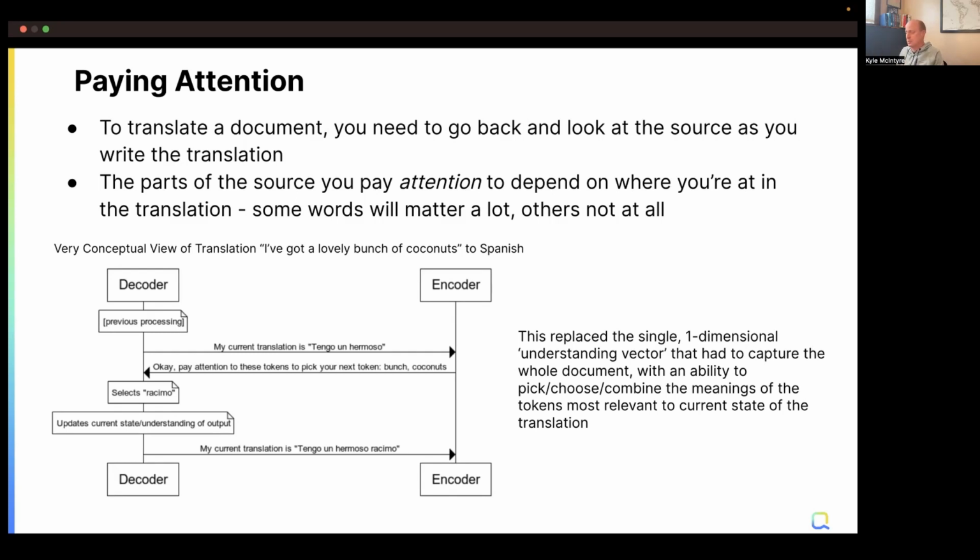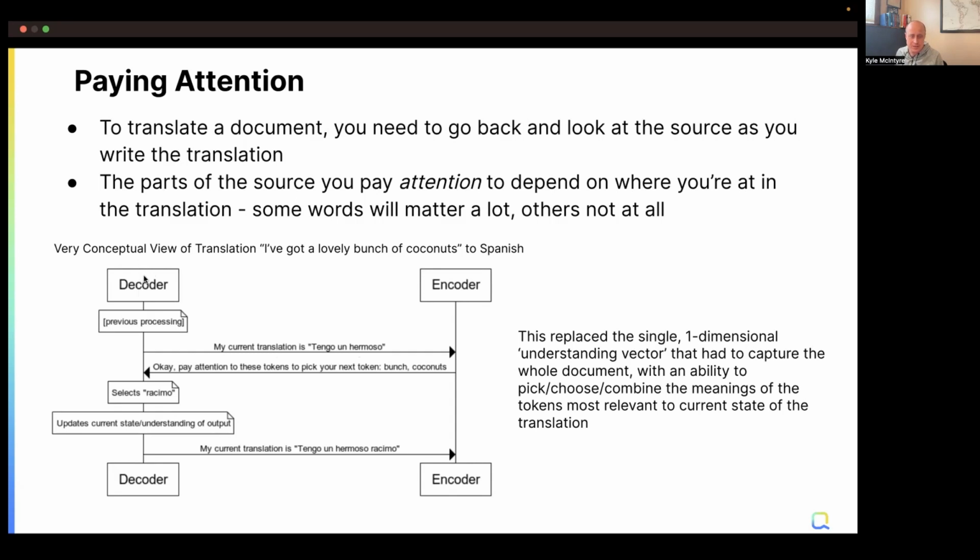I mean, that's how a human would do it, right? They'd be cross-referencing. As you write the translation, you need to keep recontextualizing, rereading parts of the source document to help you generate the next best part of your translation. And so this concept of paying attention, researchers were working on getting neural networks to do that too. So here's my very conceptual diagram of what they were working on.